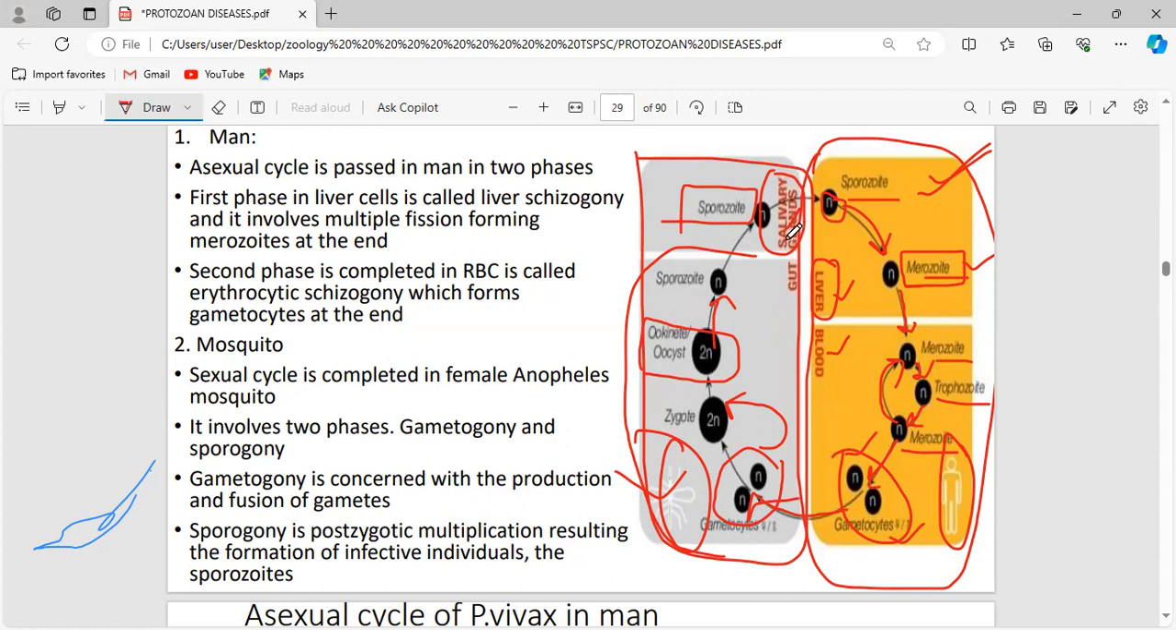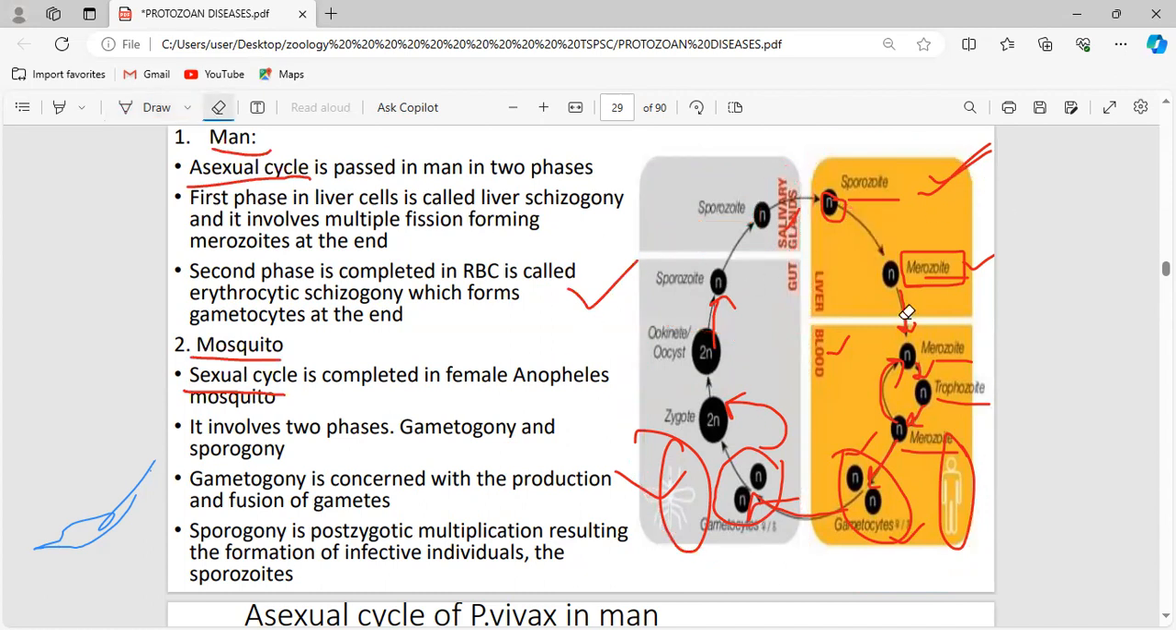Another thing you have to remember is, here the main host is what? Mosquito. Why? Because they undergo the reproduction. See, in man it is the asexual cycle. In mosquito it is the sexual cycle. Clear? Do you have any doubts with respect to this flow chart? You can ask me now.